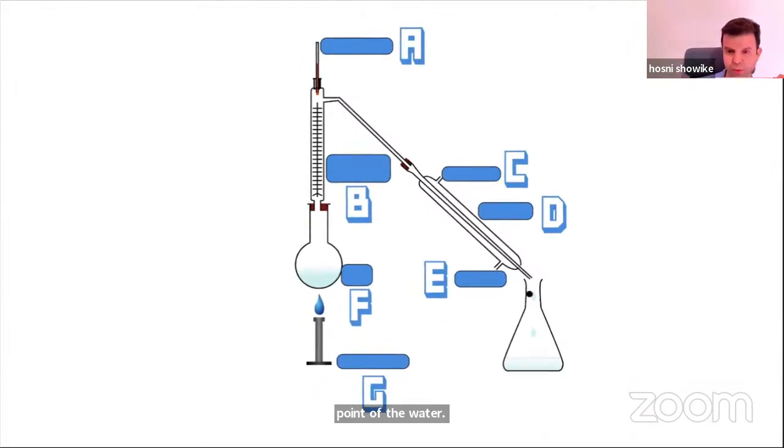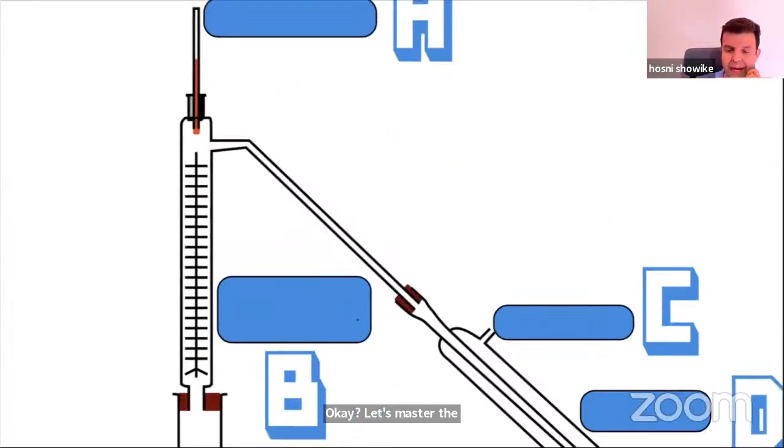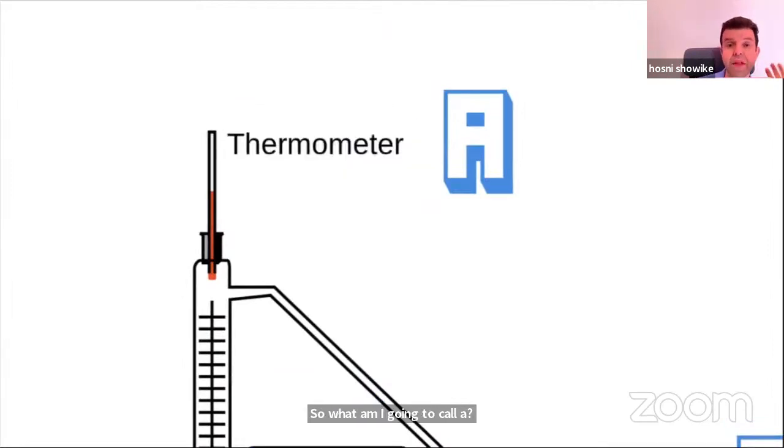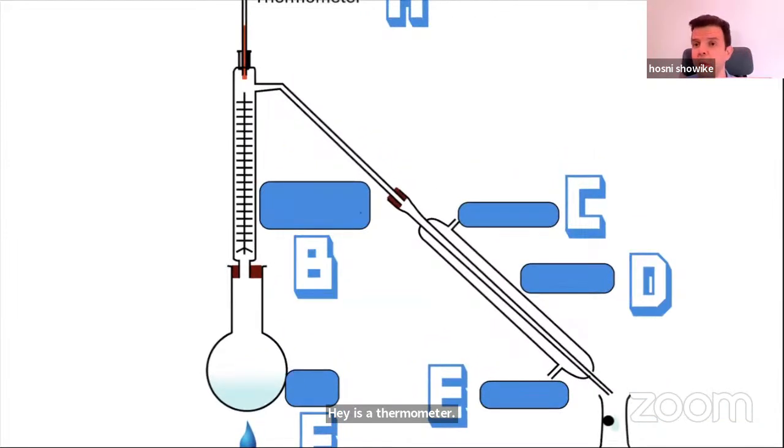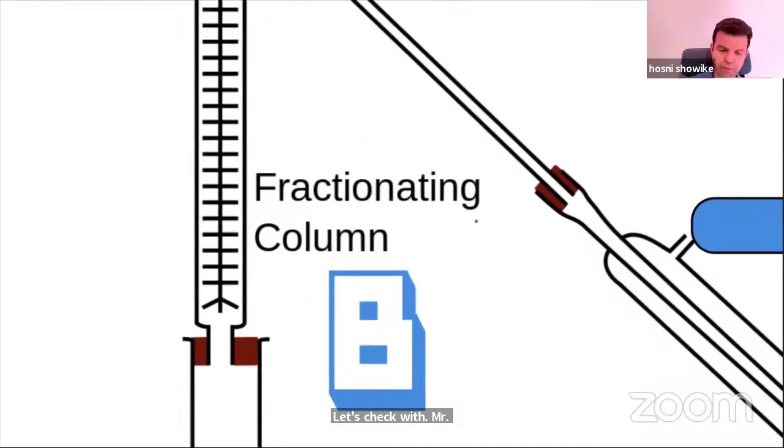Let's master the labels. So what am I going to call A? A is a thermometer. B, do you guys still remember what we call part B? That's the weird column thing, the one we've just got to know a couple of minutes back. Let's check with Mr. Yusuf. Fractionating column. The fractionating column, B.